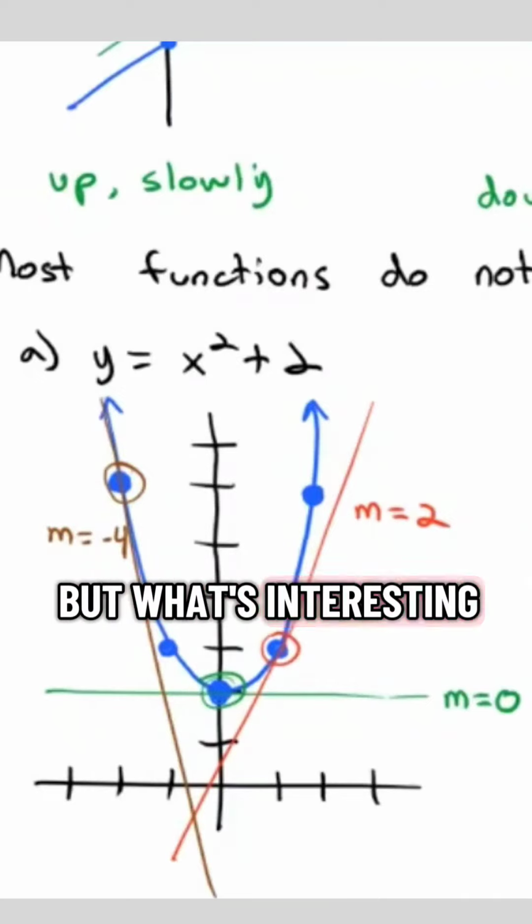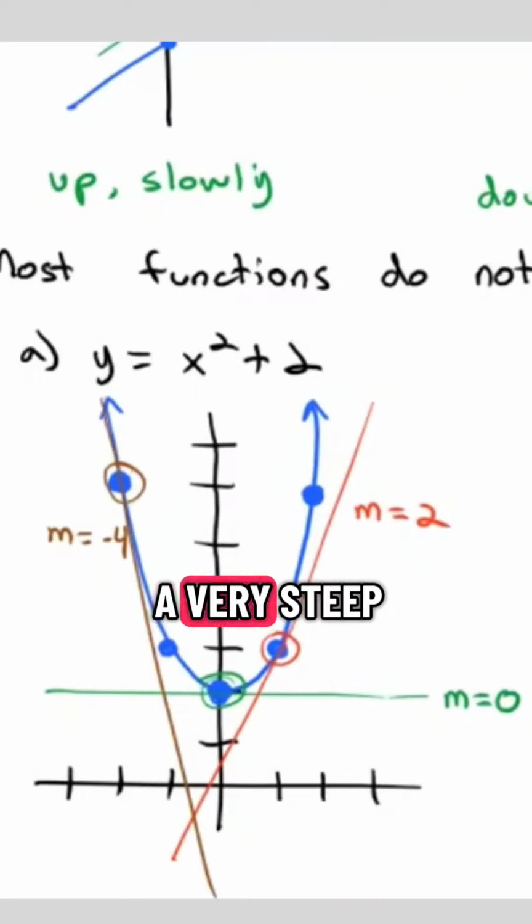But what's interesting here is this graph starts out with a very steep negative slope, and then it levels out and turns into a positive slope, which gets steeper and steeper.